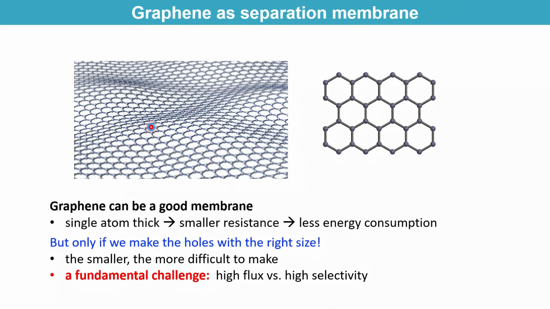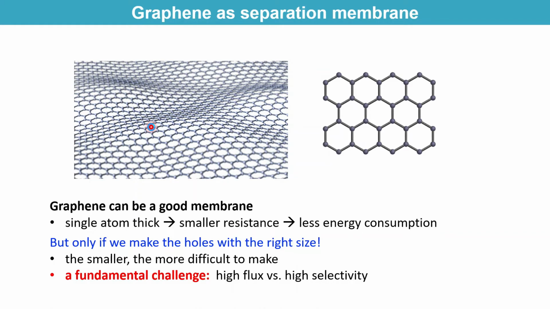The good thing about graphene as a separator is that because it's a single atom thick, when fluids flow through it, it has a smaller resistance, and this implies less energy consumption. However, it turns out that making a good graphene separation membrane is pretty tricky. For one, if you make a hole in the membrane, the smaller and the more precise you make it, the more difficult it becomes.